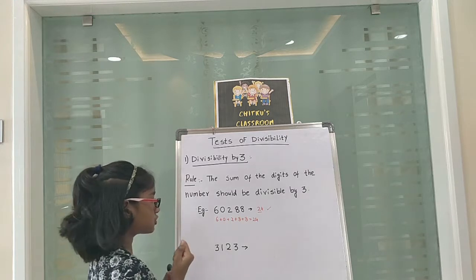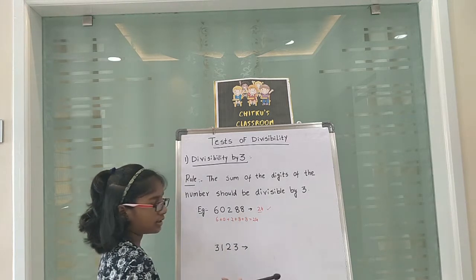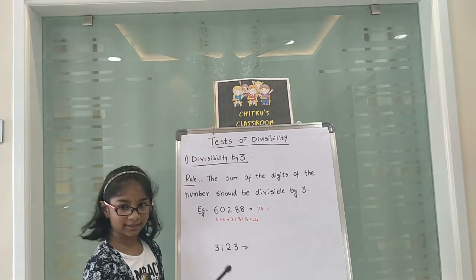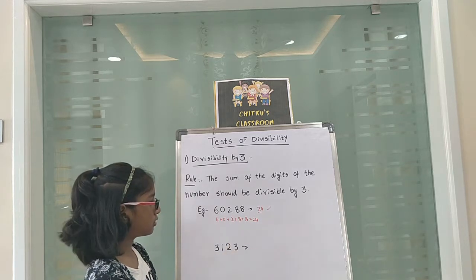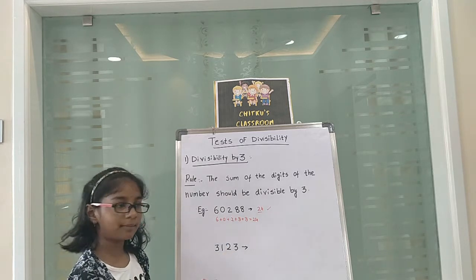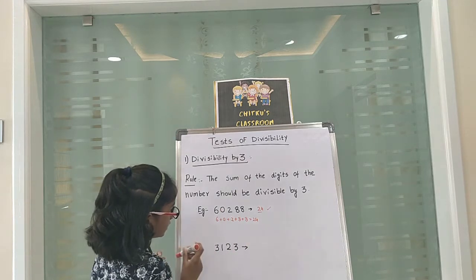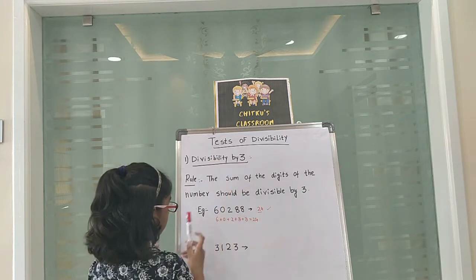So all we need to do is add these numbers and see the sum. The sum is 24. Is 24 divisible by 3? Yes. 3 times 8 is 24, okay? So that means it's possible. So that means 60,288 is divisible by 3, okay?